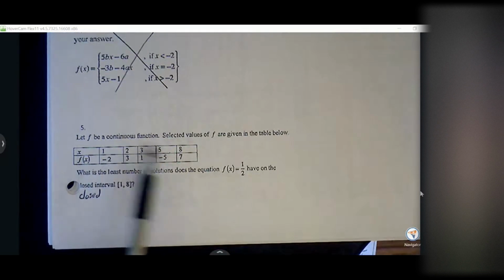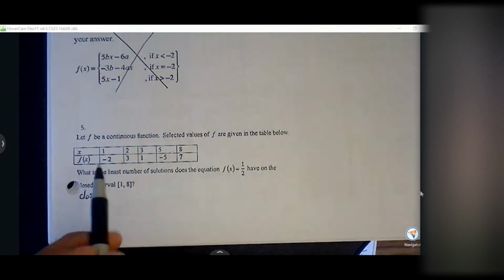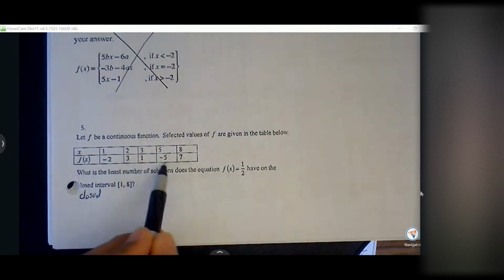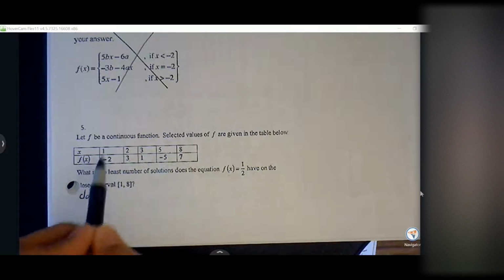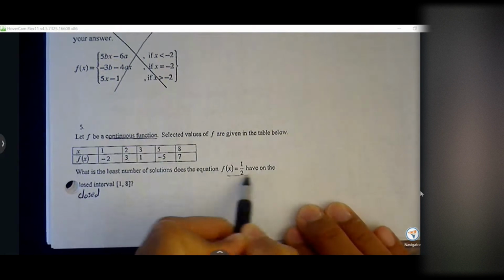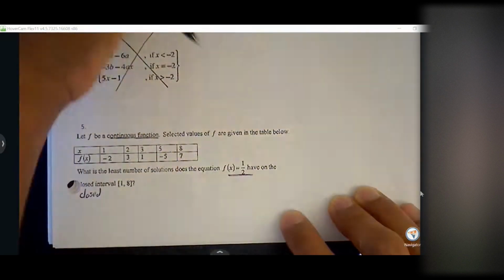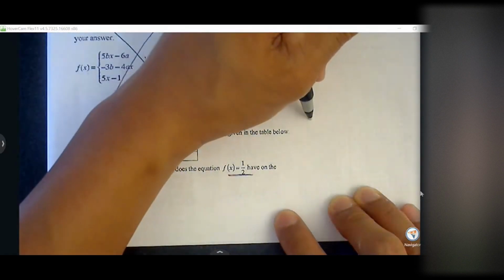So I think the easiest way to do this is if we just graph this out. This is basically application of IBT, but if we just graphed all these points and connected them together, what's the least number of times that the graph is going to cross through a y value of 1/2? I think it's easier to see if we graph it out.